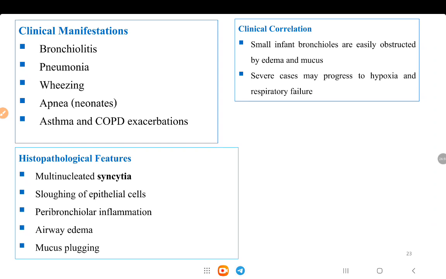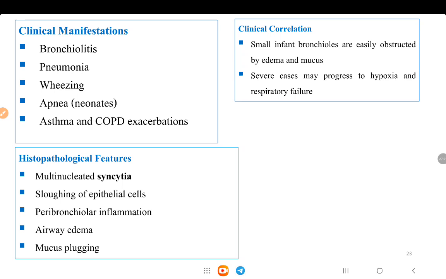The clinical manifestation, histopathological features, and clinical correlation: we find that respiratory syncytial virus is one of the leading causes of bronchitis in infants and a major cause of viral pneumonia in children, which you saw in the previous slide. It can also cause pneumonia, wheeze, and apnea in neonates.